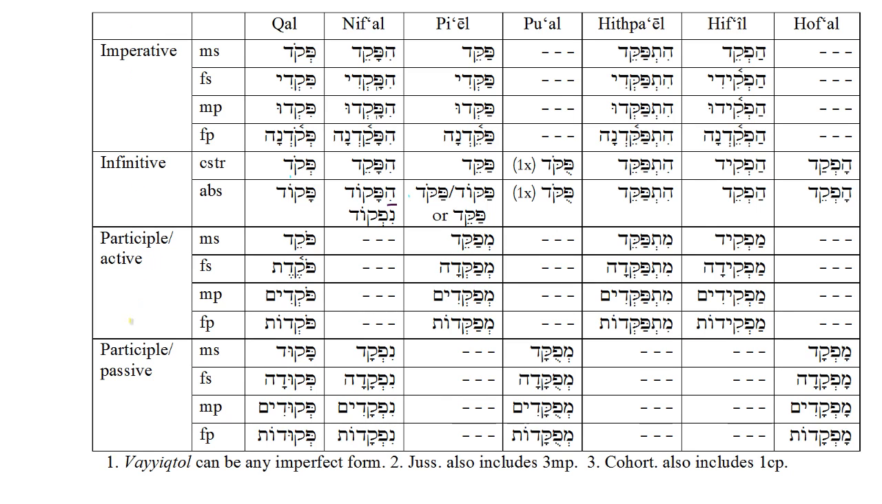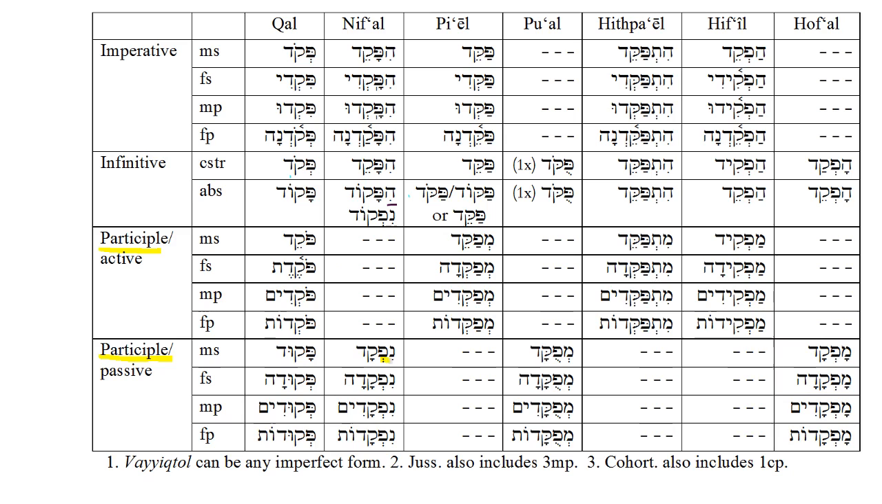Finally, we'll look at participles. Qal is the only form that has both active and passive participles. All the rest of the stems have either passive or active, and they are inherently active or passive depending on which stem we're talking about. So the Niphal will be typically passive, and the Piel will be active. The Pual would be passive. The Hithpael would be active, reflexive. The Hiphil will be active, and the Hophal will be passive.